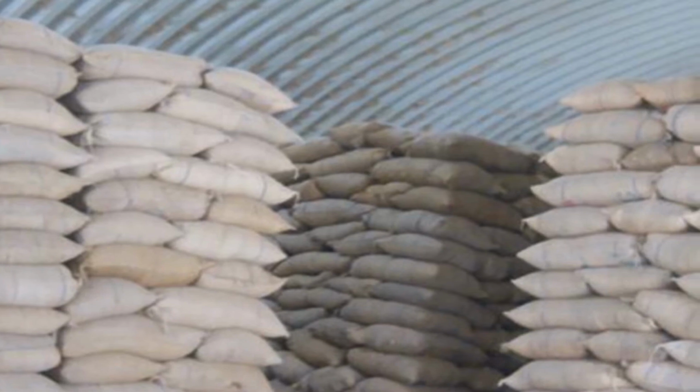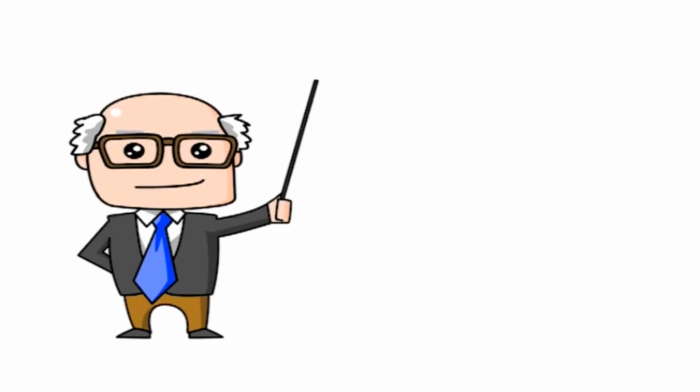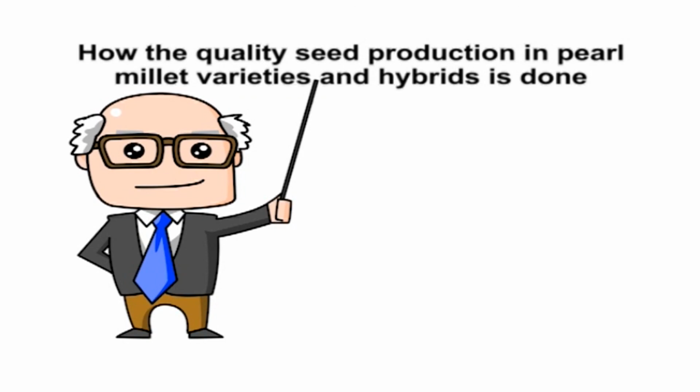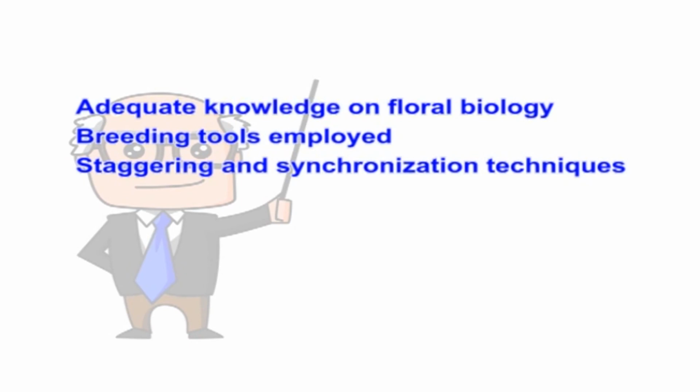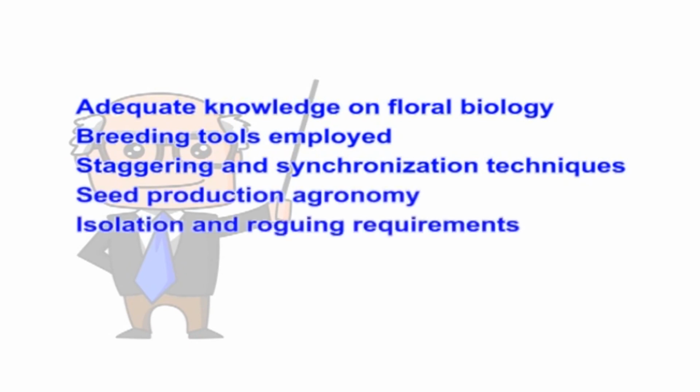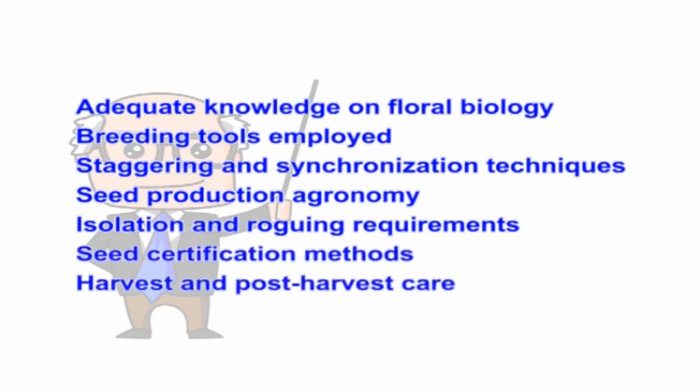Students, I hope that in this session you learnt how the quality seed production in pearl millet varieties and hybrids is done scientifically with adequate knowledge on floral biology, breeding tools employed, staggering and synchronization techniques, seed production agronomy, isolation and roguing requirements, seed certification methods, harvest and post-harvest care. In the next session, let us know about the seed production technology of red gram varieties and hybrids.